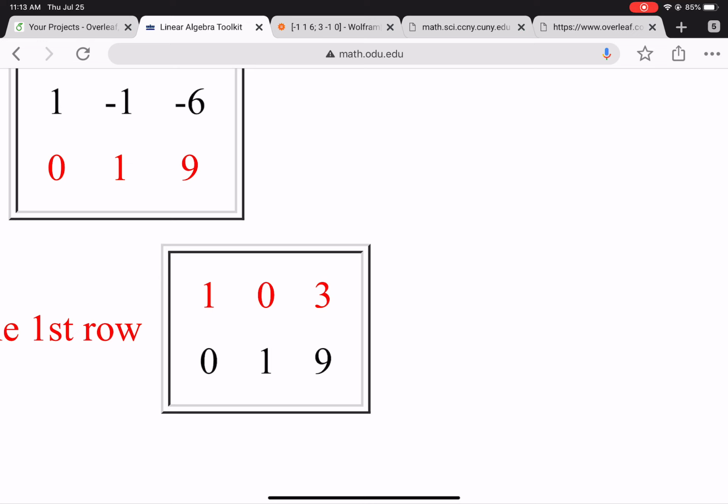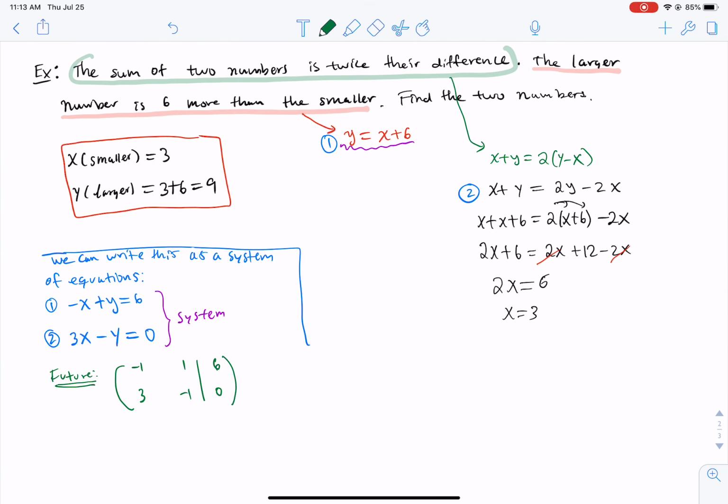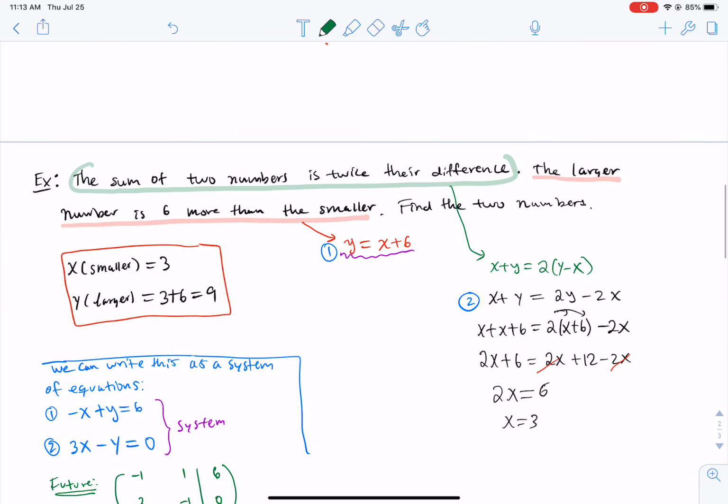So this is a mechanism that works for those type of systems. But for now, did we get the right answer? X equals 3 and y equals 9? Yeah, we better have the same answer. And that's exactly what we have here, 3 and 9.